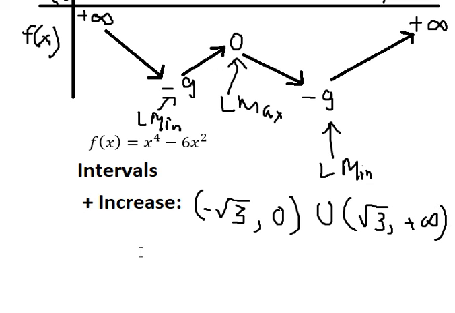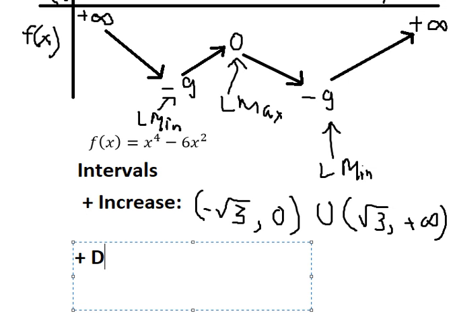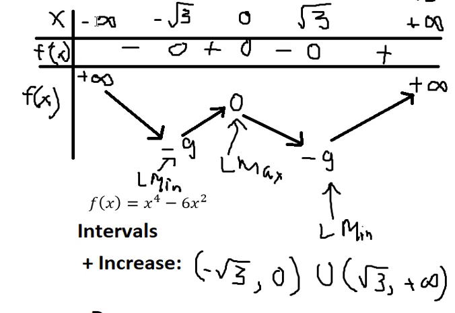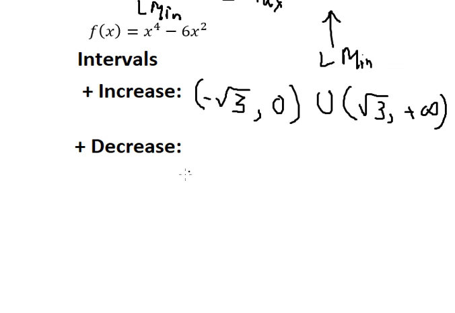Now the decreasing intervals. If we look carefully at the table, we have from negative infinity to negative the square root of number 3, and from number 0 to the square root of number 3, and that is the answer.